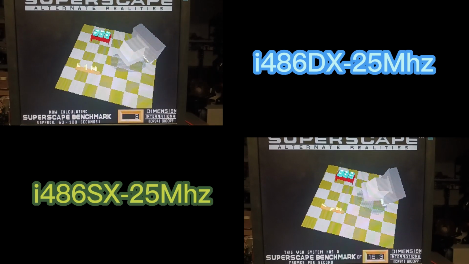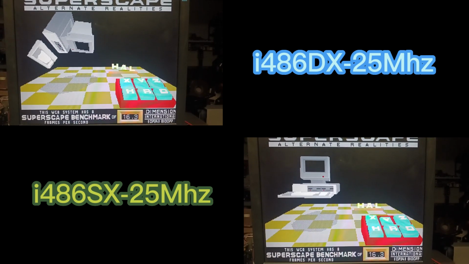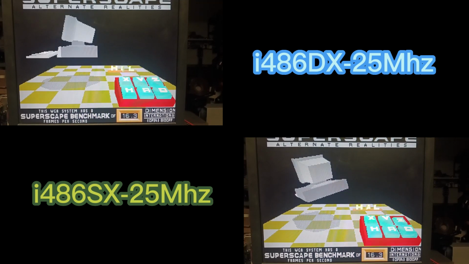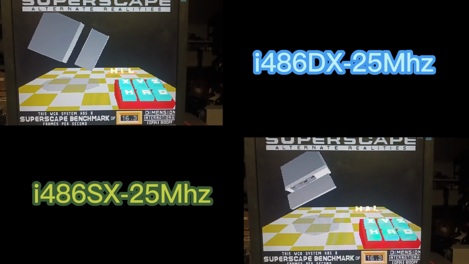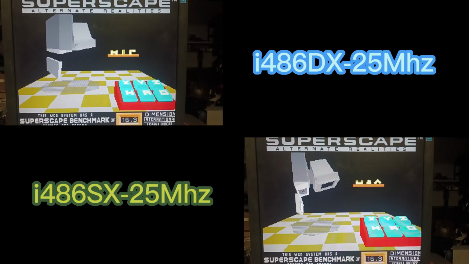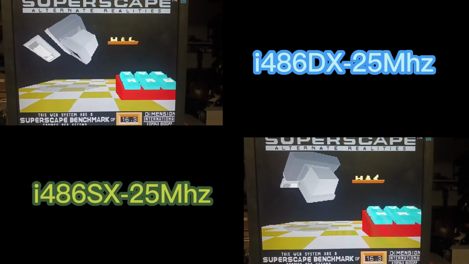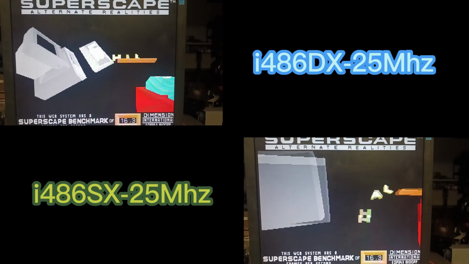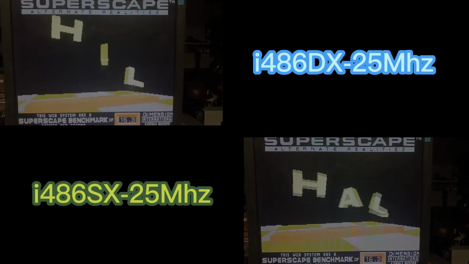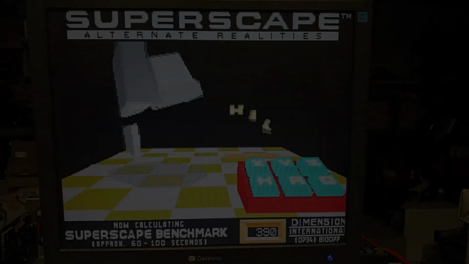Correct. I think Quake was the first game to use a math coprocessor, and these processors have no chance of even trying to run that game, so it's really a moot point. Yep, we're not even going to try to run Quake on these machines because I'm sure we all know what the output would be. Garbage.